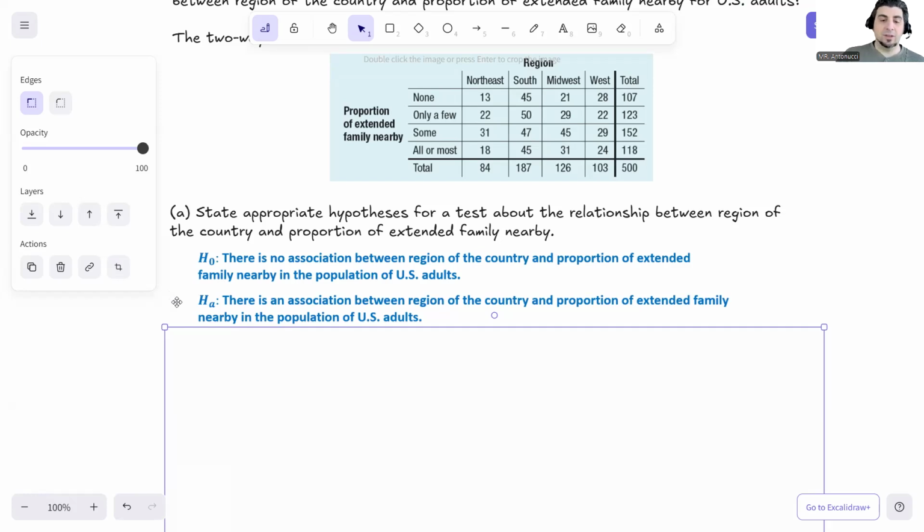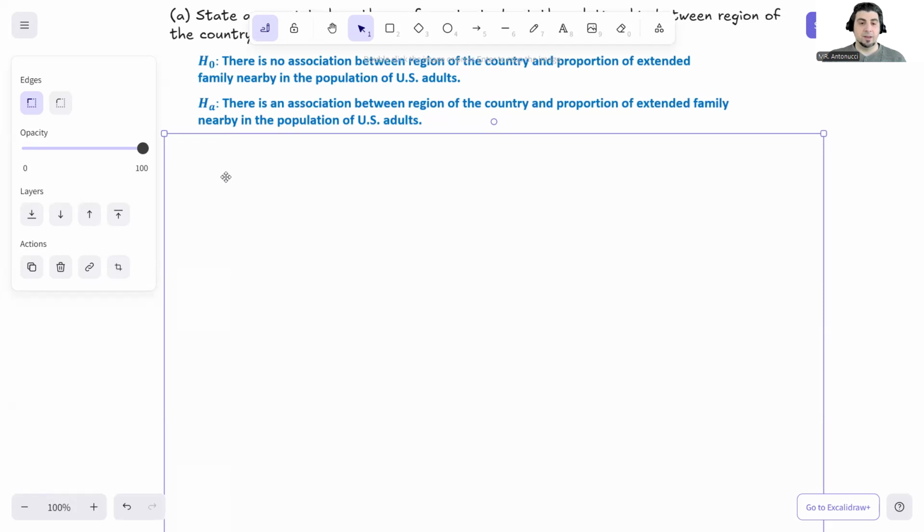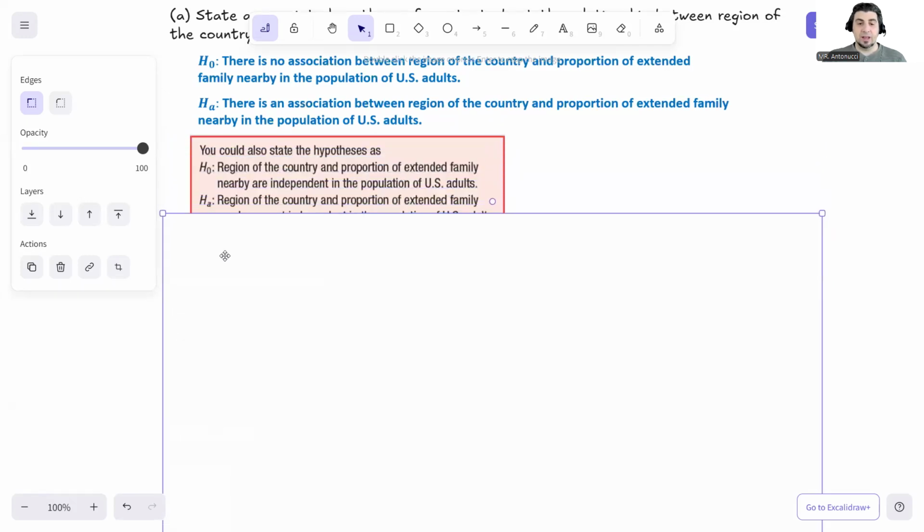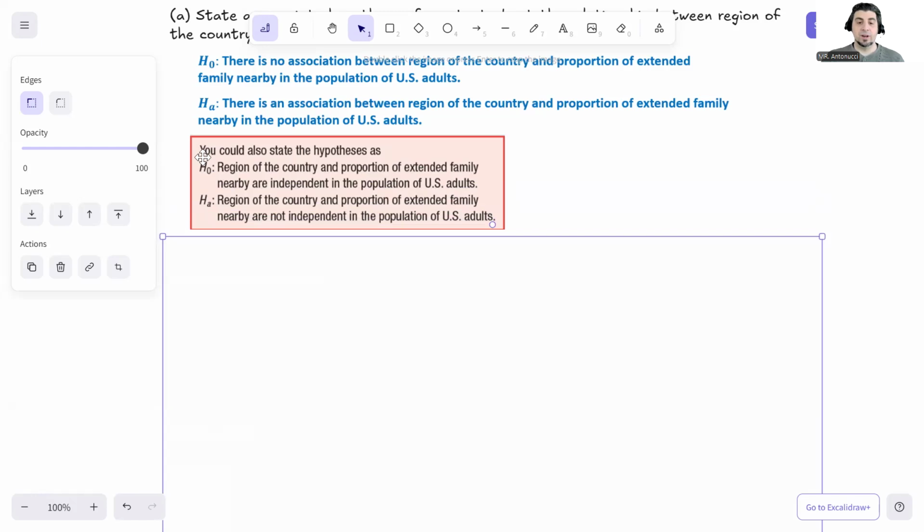The alternative, same exact statement, except we'd say there is an association between region and extended family. So you could also state the null as region of country and proportion of extended family nearby are independent in the population of U.S. adults. And the alternative would be the same exact statement, but saying not independent.